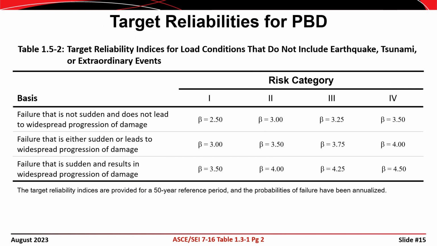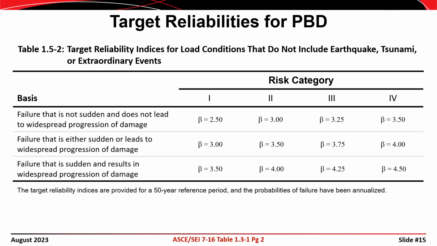So if you dig into the codes and the specifications, it's challenging to figure out what the value of beta is that each are based on. This slide shows some target reliabilities for performance-based design that are included in the ASCE 7 standard. So this isn't directly related to load and resistance factor design, but one might infer that if these are the target reliabilities for performance-based design, that the values that are used for load and resistance factor design must be similar. And I'm going to at least go with that inference.